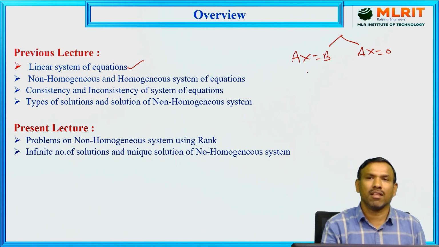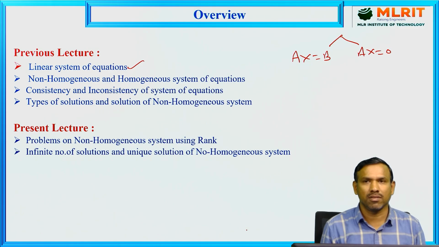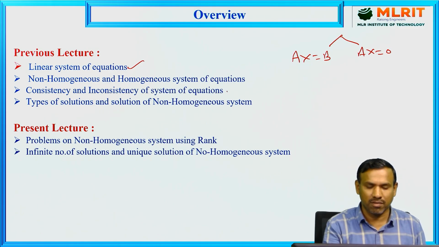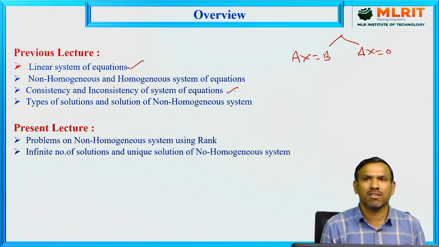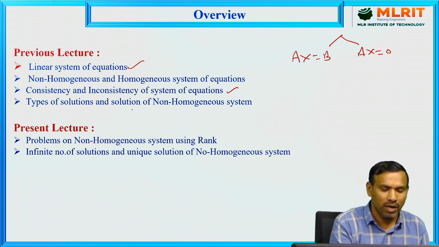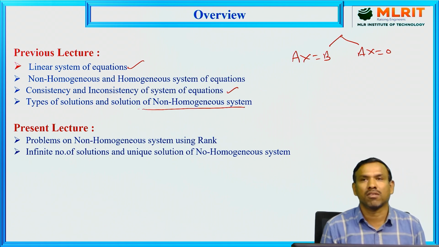In the previous class, we clearly discussed what is homogeneous, what is non-homogeneous, and consistency and inconsistency of system of equations. The given system of equations is said to be consistent if it has at least one solution, and inconsistent if no solution. That also we have discussed. And what are the solutions of a non-homogeneous system of equations?